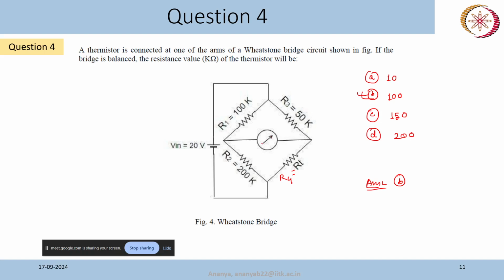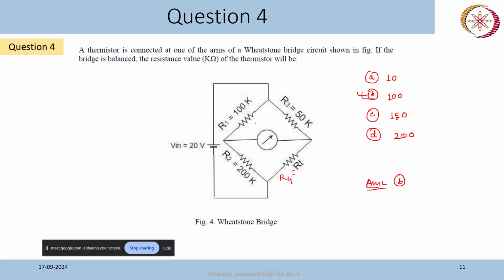We can use a simple voltage divider circuit also instead of a Wheatstone bridge. Why do we use a Wheatstone bridge circuit? Say if there is some variation due to an environmental parameter that will affect all of these four resistors, not only the thermistor, that will be cancelled out. That environmental effect is cancelled out in case of a Wheatstone bridge circuit.